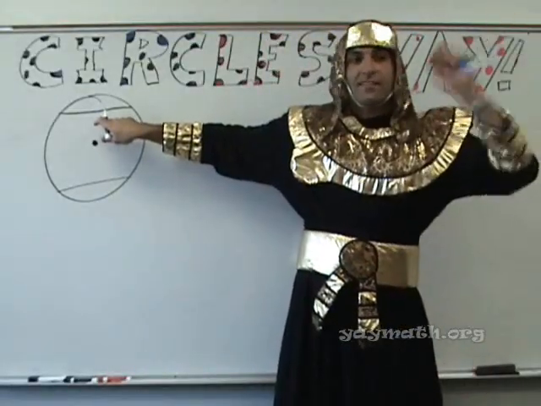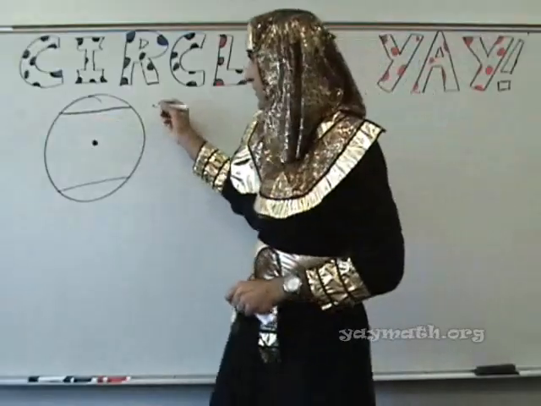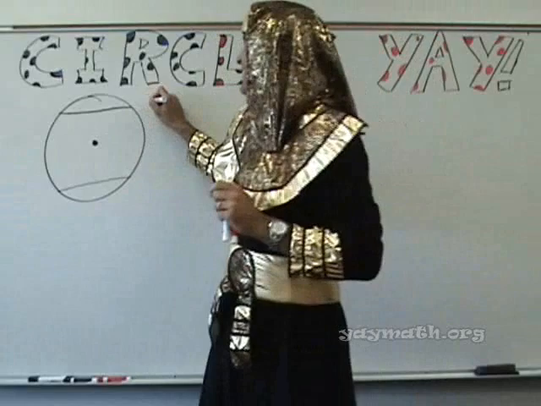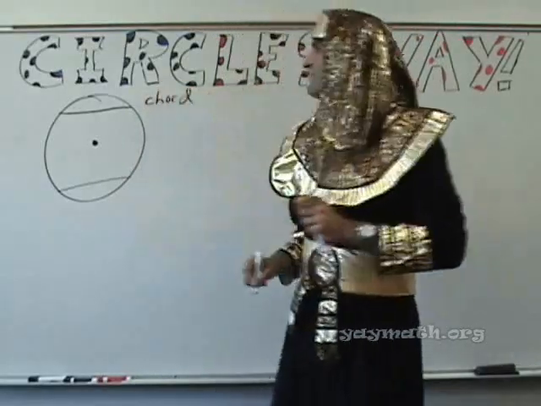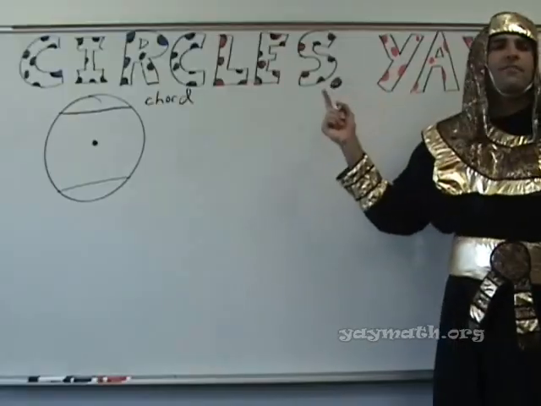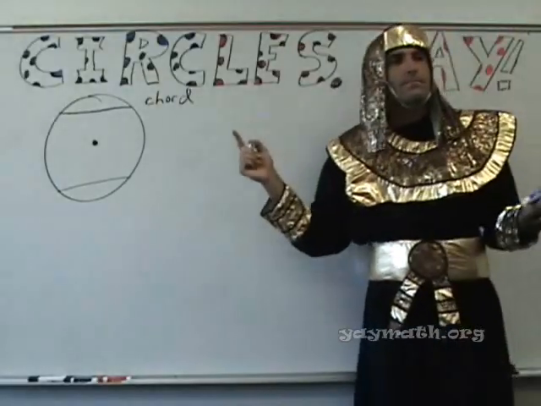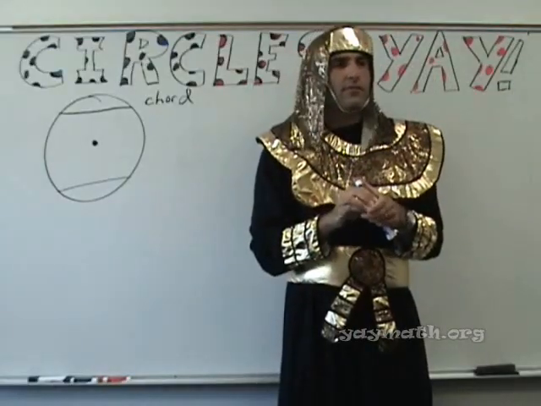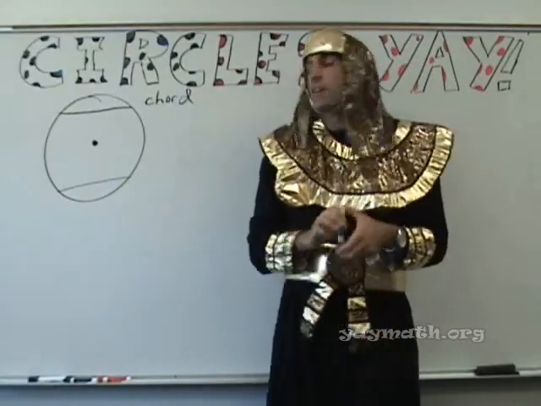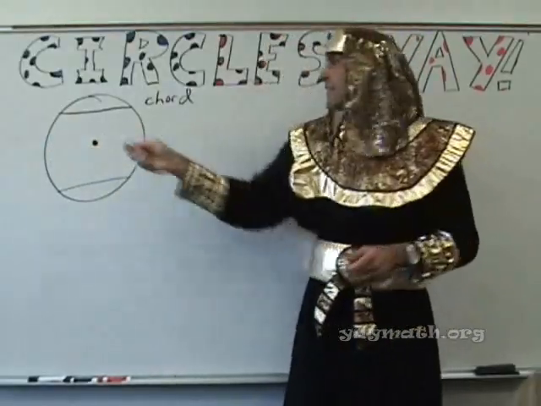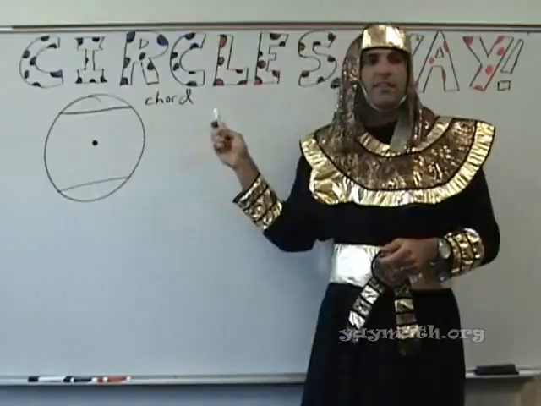Yes. It's a chord. Very good. So, the chord. What's the definition of a chord? Can anyone make it in their own words? It cuts across the circle. Can a chord be a diameter? Yeah, it can. Very good. Any line that goes from one end of the circle to the other, including the diameter.